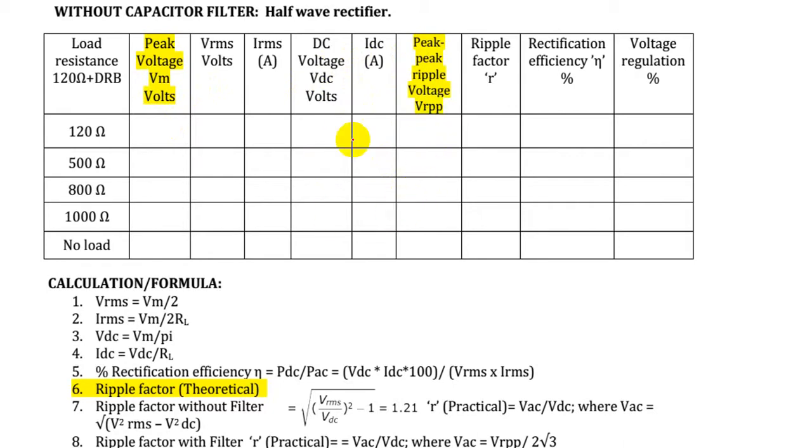Once these values are noted down, you can increase the resistance to 500. Again find out the Vm value. So it will be around 9 volt. And note down the VDC value, then IDC value, then peak to peak ripple voltage. So these 4 readings we have to note down.